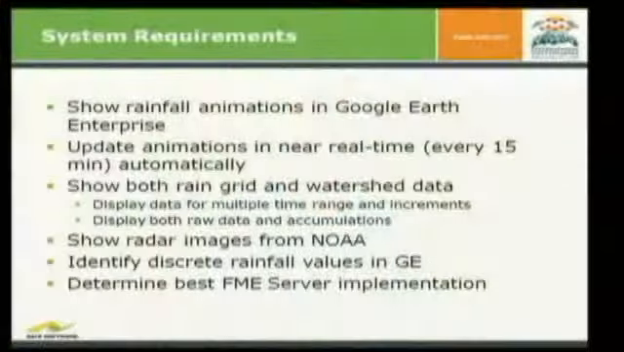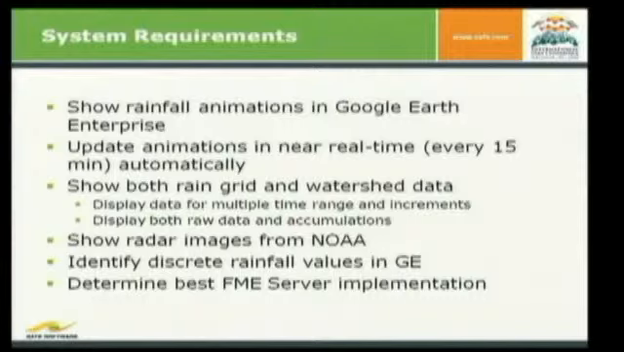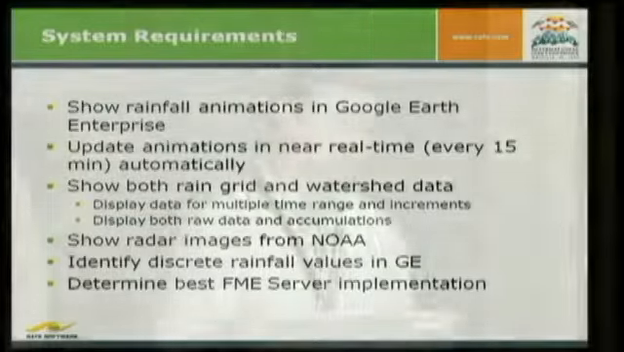for the water resources. I just wanted to talk quickly about some of the system requirements that we had for this project. Obviously, they have Google Earth Enterprise, so they want to show the animations in Google Earth. The rainfall data comes in about every 15 minutes, and they have this data for both the rain grid, which corresponds to those 2-kilometer pixels I was telling you about, approximately 34,000 virtual rain gauges, and they also compile that data into their watershed boundaries.